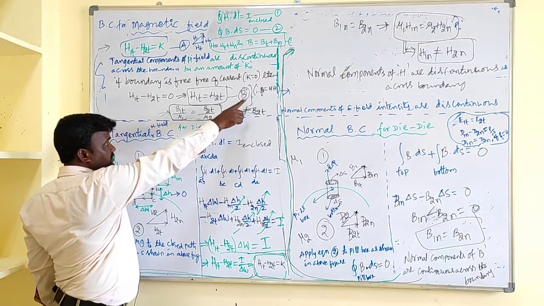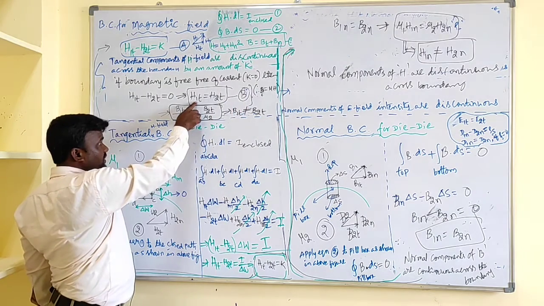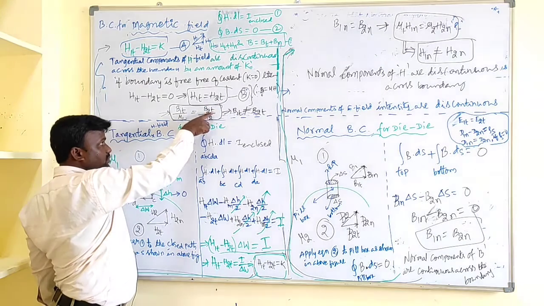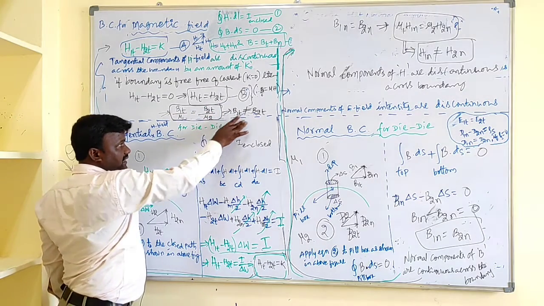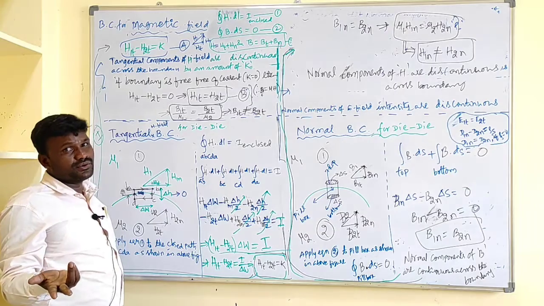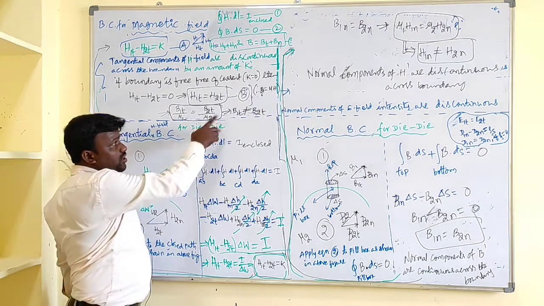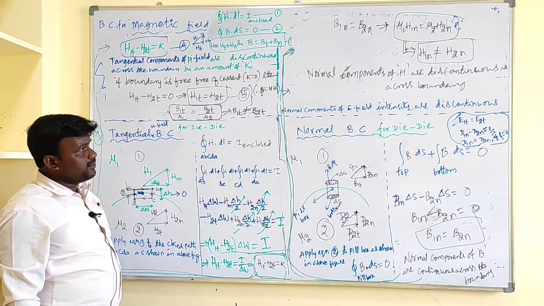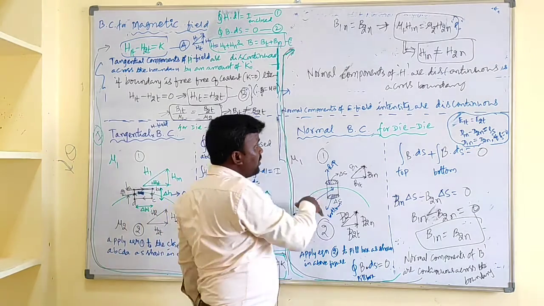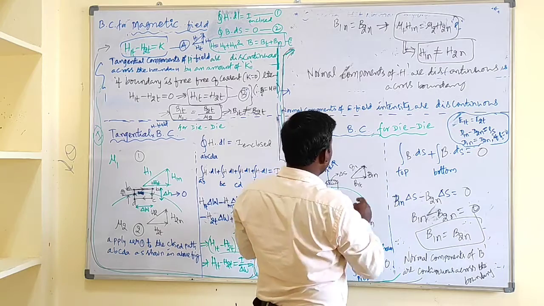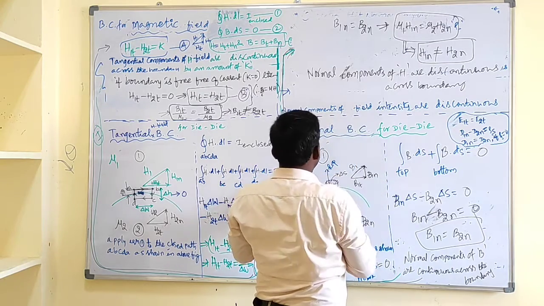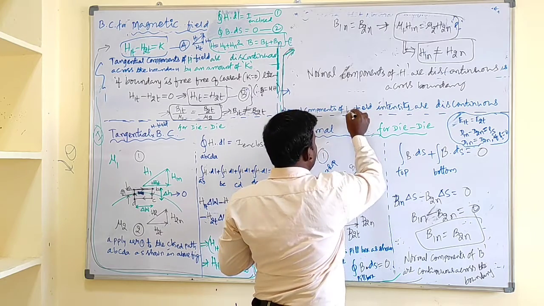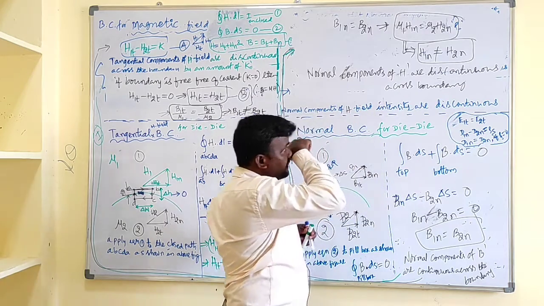From this we can write H1t. B equals mu into H, meaning H equals B by mu, so H1t can be written as B1t by mu 1, and H2t can be written as B2t by mu 2. Then it indicates that B1t is not equal to B2t, meaning tangential components of magnetic flux density are discontinuous across the boundary. Now let us go for normal components of the H field, normal components of magnetic field intensity.